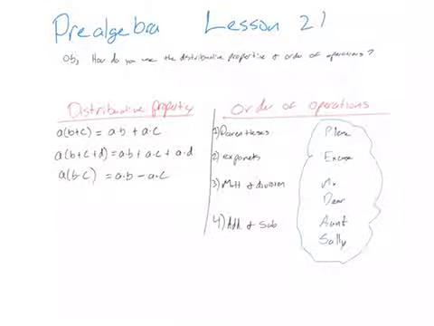What's up, Prealgebra students? This is lesson 21, and our objective for today is how do you use the distributive property and order of operations. So first of all, I guess let's talk about what those are. If you haven't seen those before, here they are.